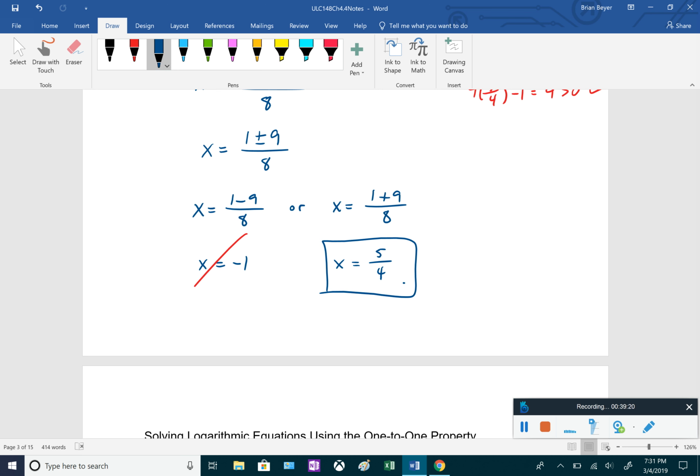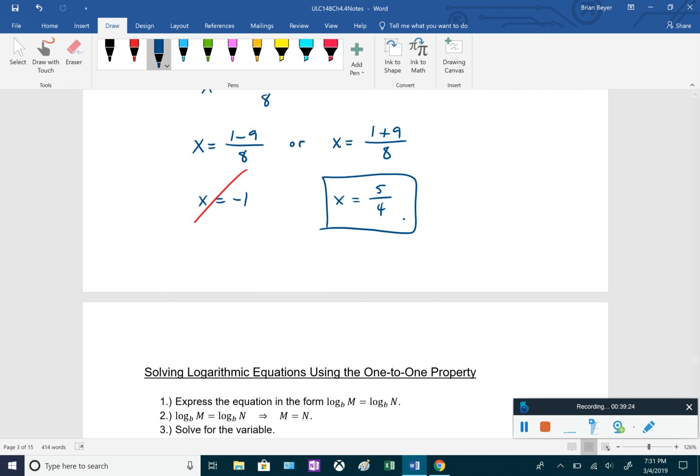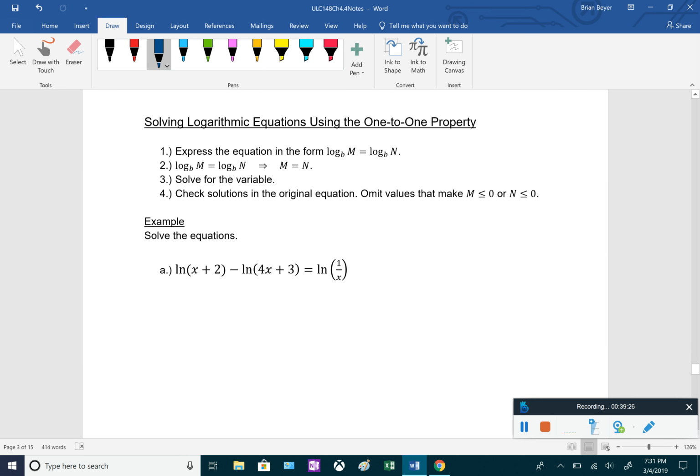Okay, so that's the first way that we can solve logarithmic equations. For this next way, next one is solving logarithmic equations using the one-to-one property. So the one-to-one property, if you remember when I was going over the inverses in inverse properties in section, I don't know, 4.1 or whatever it was.